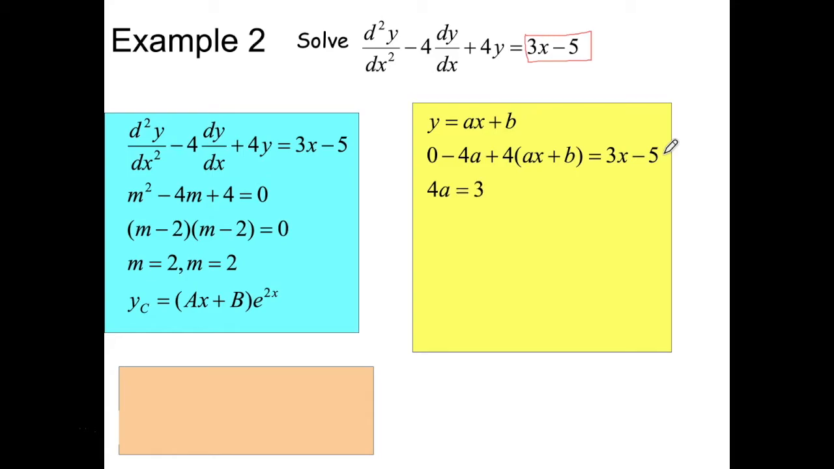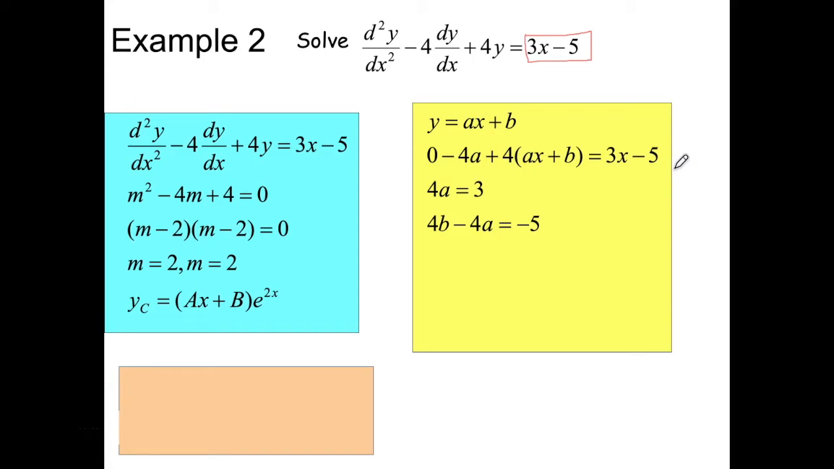And then next, we have to equate coefficients. You can see here that the coefficient of x on the left hand side is 4a, but the coefficient of x on the right hand side is 3. So 4a should be equal to 3, and the constant term on the left hand side should be 4b minus 4a, and the constant term on the right hand side is -5. So we'll get 4b minus 4a equals -5.